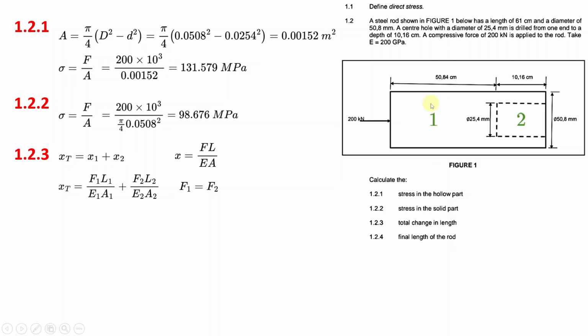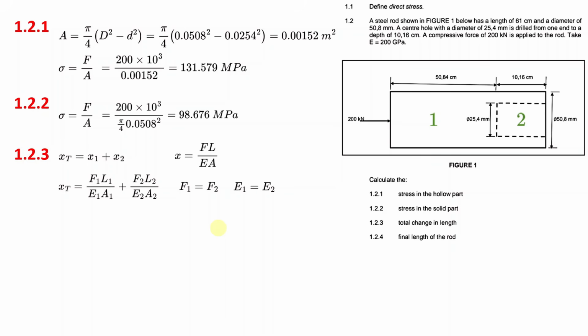And also, 1 and 2 are made of the same material, therefore they have the same Young's modulus. It's not two different materials. These two parts of the object are made of the same material. The only difference is that the second part of the object is hollow, but it is made of the same material. Therefore, E1 and E2 are the same, so E1 is equal to E2.